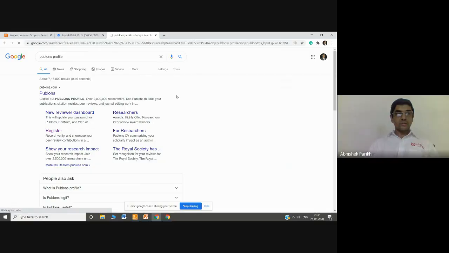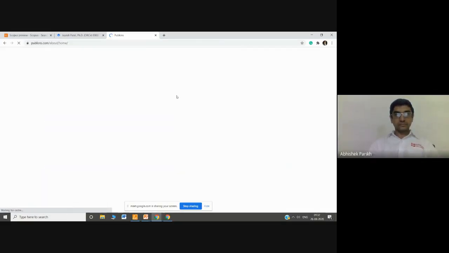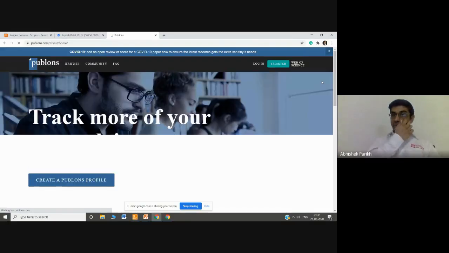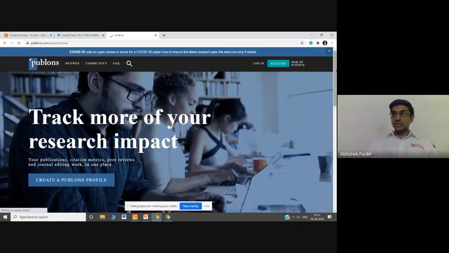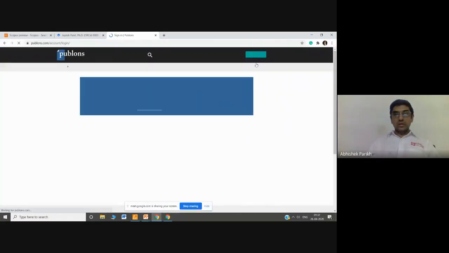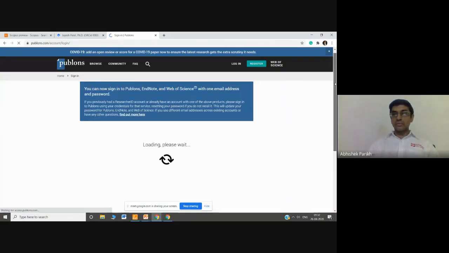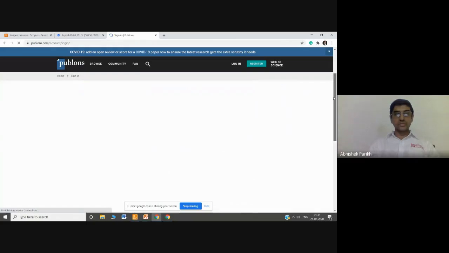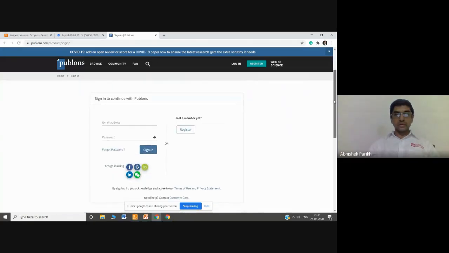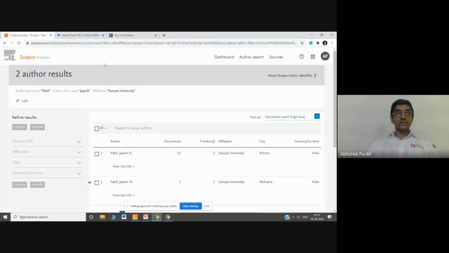This is for the Web of Science. Here you can register. From here, if you have already... here without login, you may not be allowed to see the author's profile of Web of Science, right? So from here, when you log in, you can log in through your ORCID ID also, right? So the ORCID ID and Web of Science is the same.